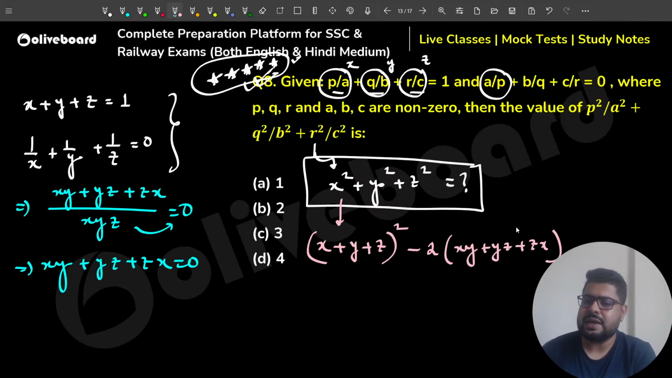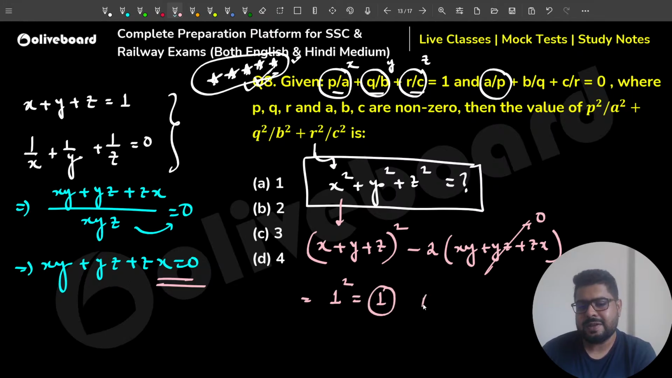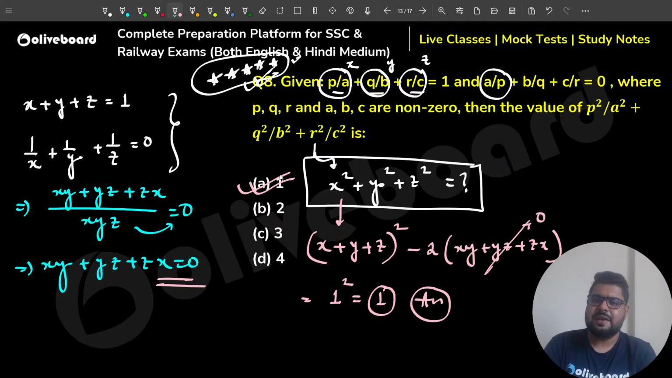Sir, you will say, arey, this is 0, sir. We have just figured it out. So this is nothing but X plus Y plus Z whole square, which is 1 square, which is 1. Sir, you will say, this is how simple this thing is. Very, very simple.